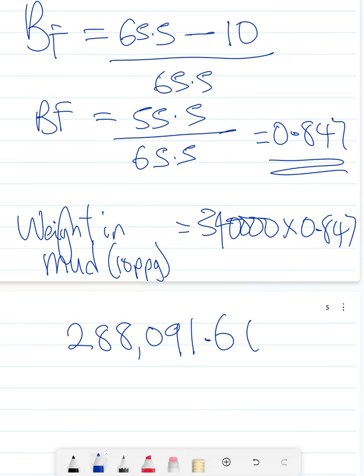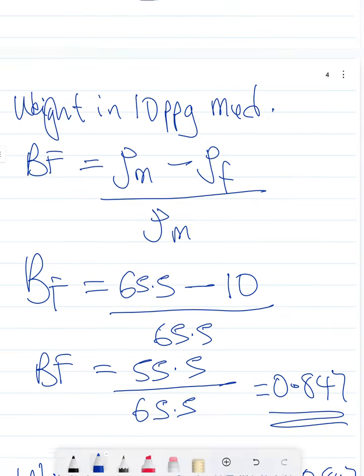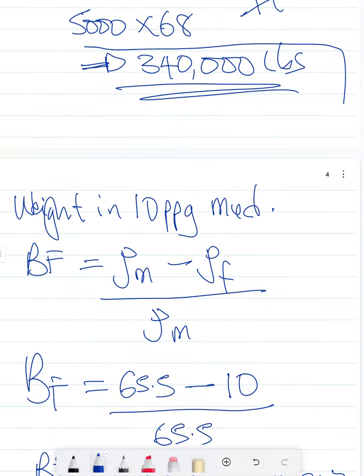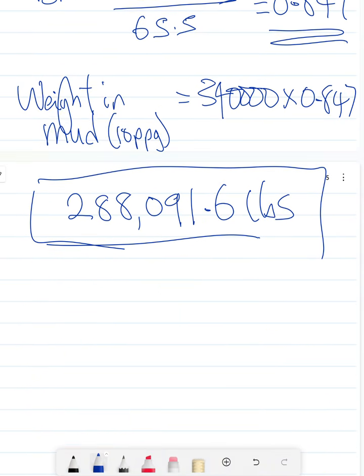288,091.6 pounds. If you look at it quickly, you see that the weight in mud is less than what you have in air, and this is as a result of the buoyancy factor reducing the weight.